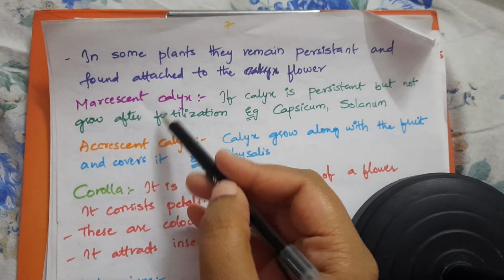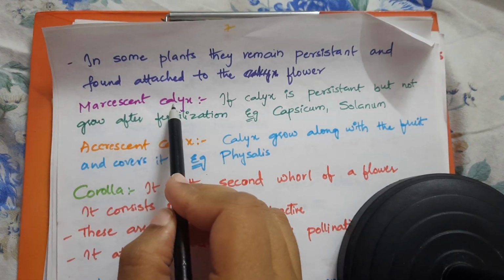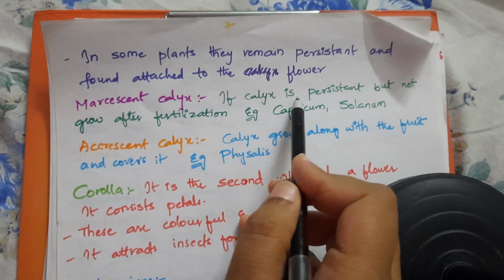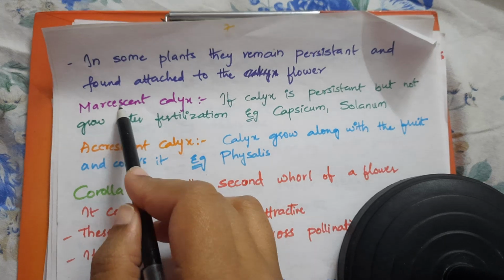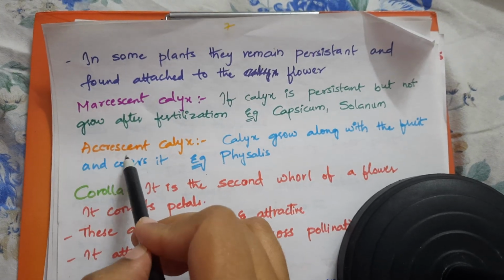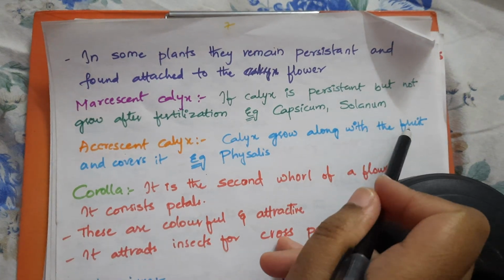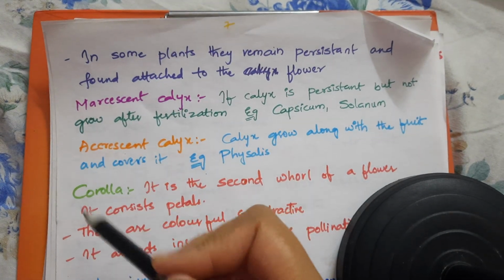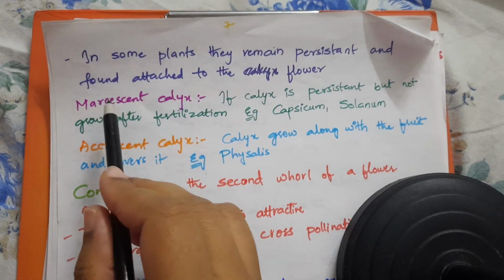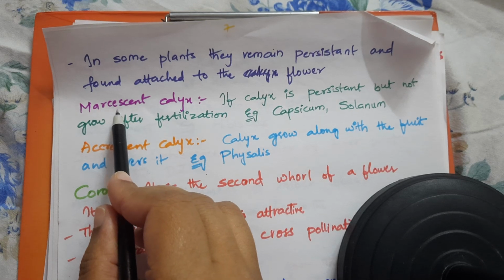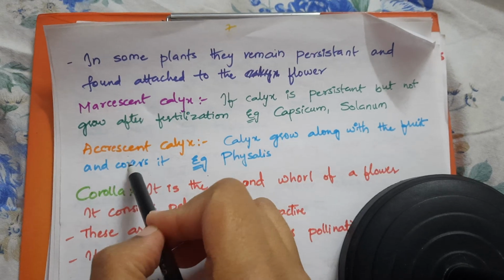So here the main differentiation of these two types of calyx is that in marcescent calyx, even though the calyx is present, it will not grow after fertilization. Whereas in accrescent calyx, the calyx is found and it will grow along with the fruit and cover it. If growth continues after formation of fruit, that is accrescent. In marcescent, even though it is present, there is no growth. That is the main difference between the marcescent and the accrescent.